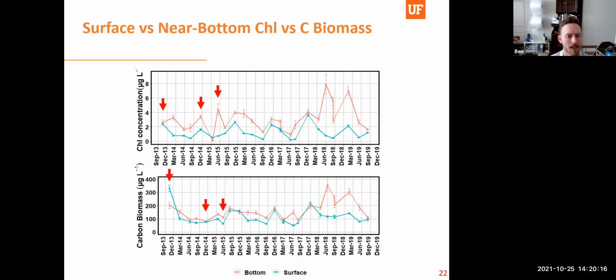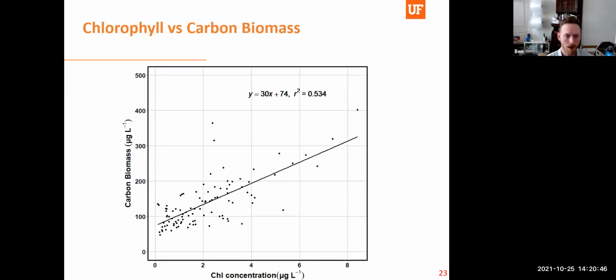And we also saw a difference here in June of 2015 and December of 2014, where we saw much higher chlorophyll concentrations than we did biomass. And this could be due to higher chlorophyll concentrations inside of the cells, or it could be just some error in the data. But overall, our chlorophyll and carbon biomass values tended to agree rather well, and the variance was spread both above and under the line.